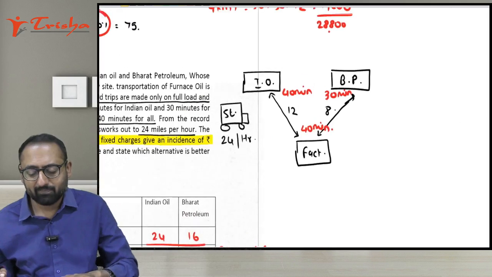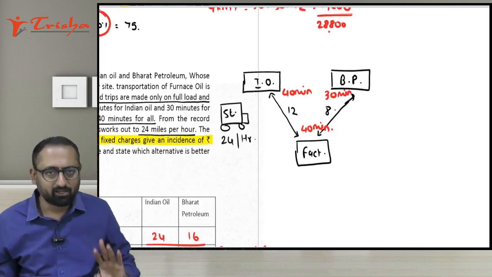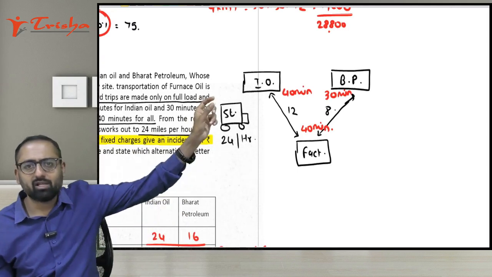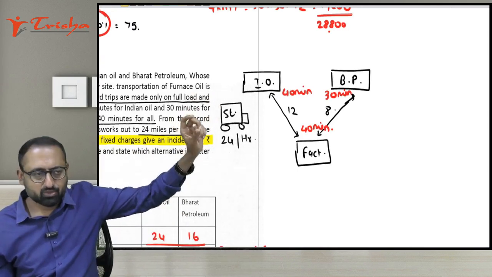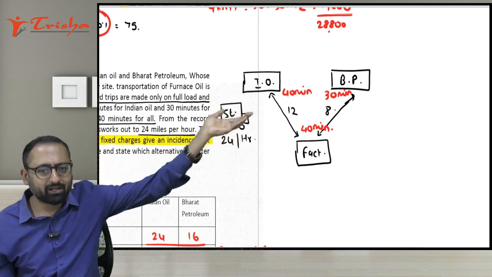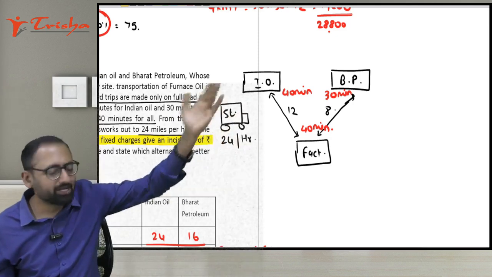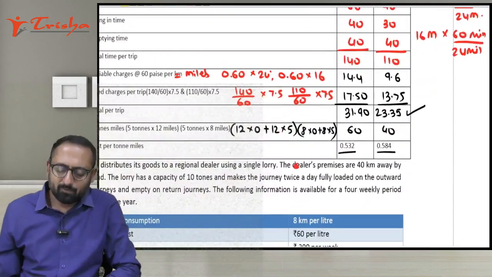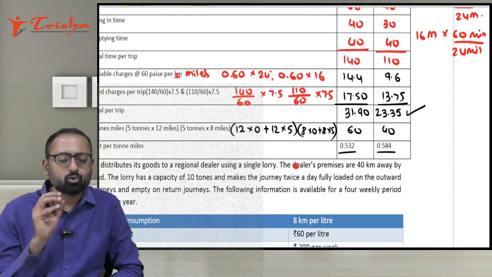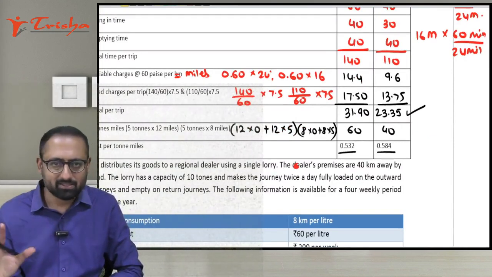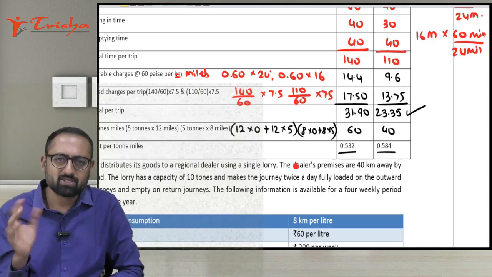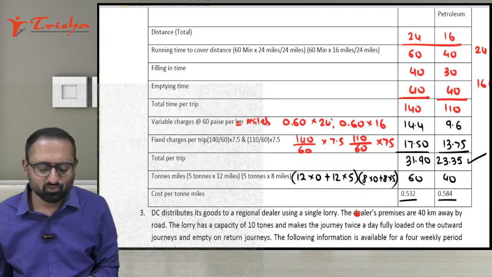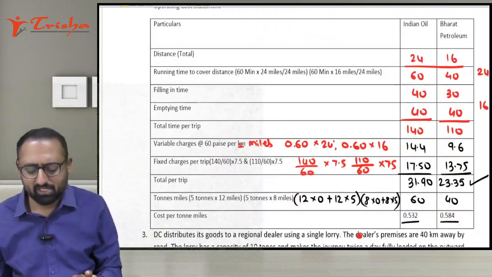Factory to Indian Oil to factory, right? From the factory, it will go empty, and at Indian Oil, it will get refilled. So 12 miles into 0 and return 12 into 5. 8 into 0 and 8 into 5. In that way, we have calculated that. And cost per ton mile is equal to total cost divided by ton miles. This is a very simple question, and in so many examinations, this question is asked, in old syllabus and new syllabus as well.